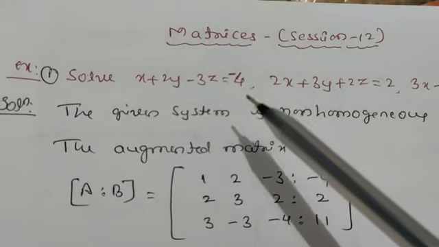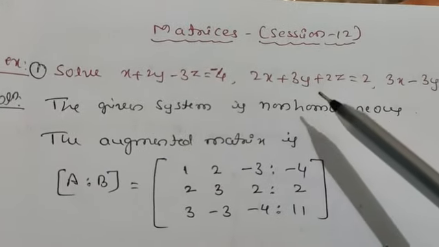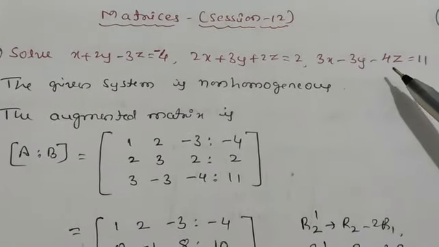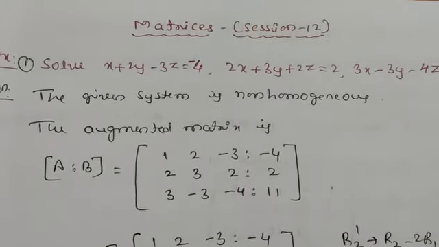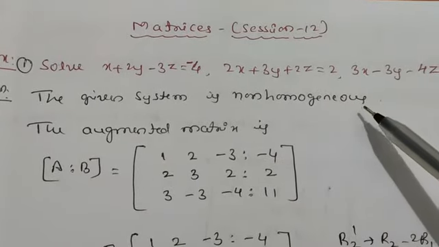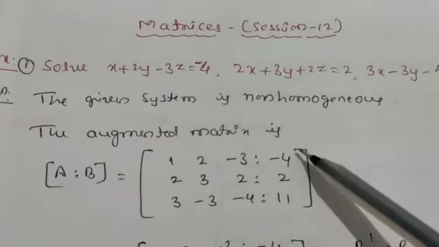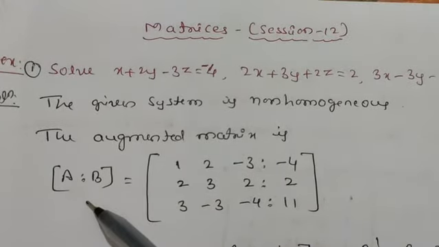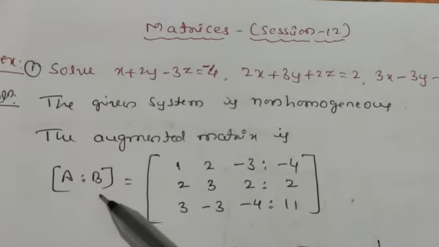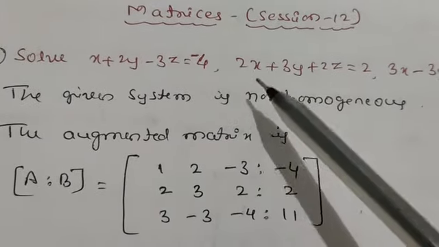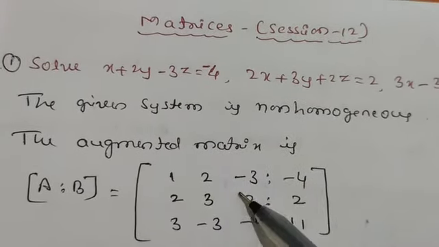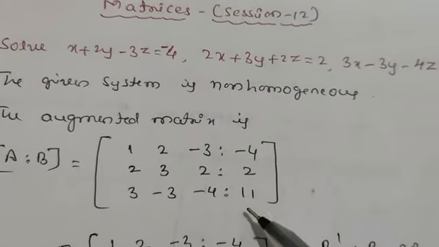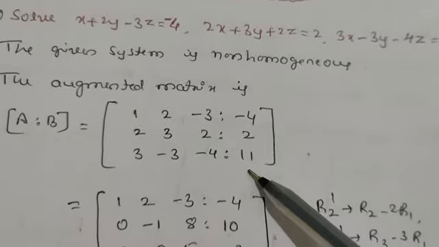Solve x plus 2y minus 3z is equal to minus 4, 2x plus 3y plus 2z is equal to 2, 3x minus 3y minus 4z is equal to 11. Since it is a non-homogeneous system of equations, you have to find the augmented matrix. The augmented matrix is the combination of both the coefficient matrix and the RHS. A colon B is equal to, this is the coefficient matrix 1, 2, minus 3, and RHS is minus 4. Similarly, the second and third equations: coefficients of x, y, z and RHS.